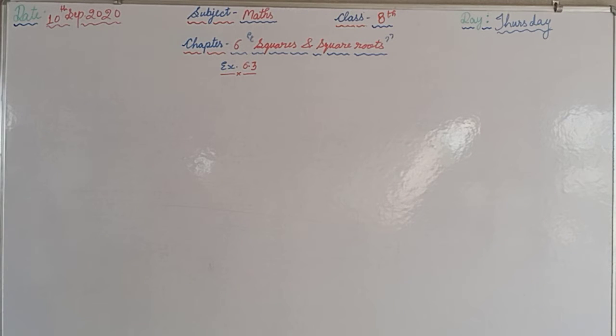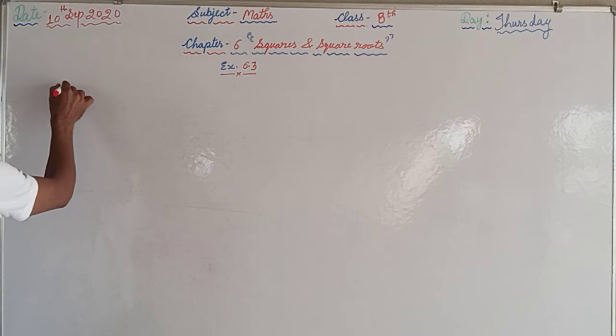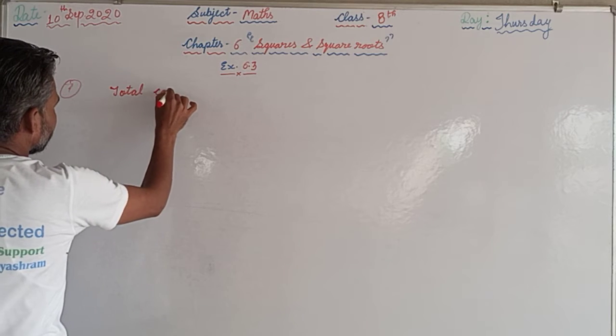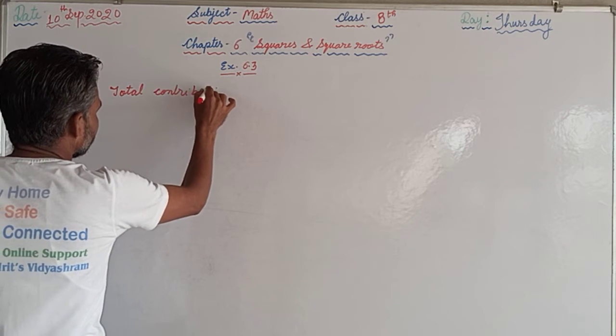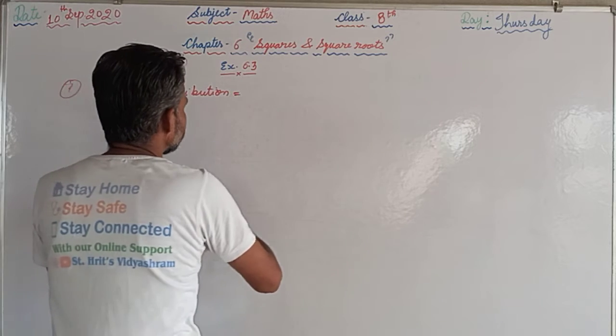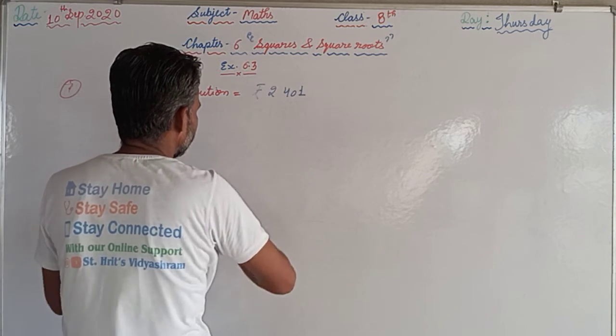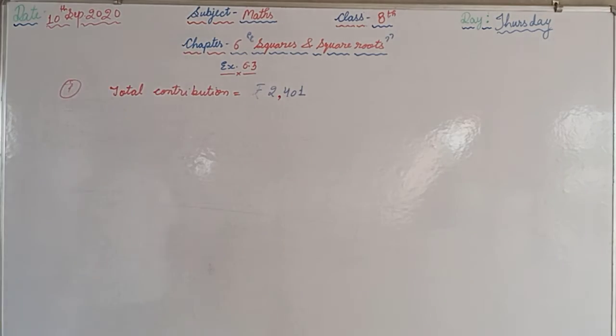Question number 7. The students of one school contributed to the PM relief fund, and the total contribution is rupees 2401, and the condition is there.